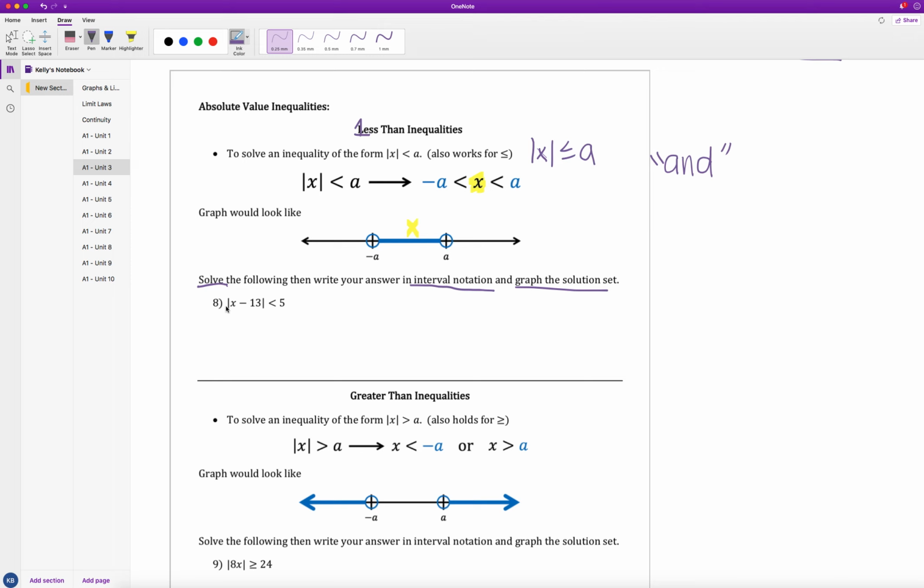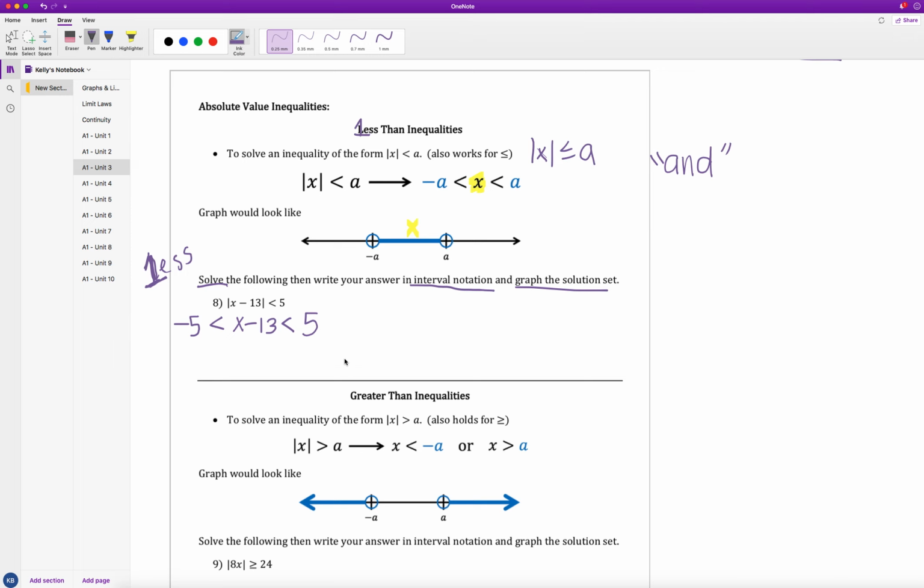So we have the absolute value of x minus 13 is less than 5. Because I have less than, this will be one compound inequality where x minus 13, or the stuff that's inside the absolute value, is going to get sandwiched in between the positive 5 and the negative 5. So the absolute value of x minus 13 less than 5 is equivalent to negative 5 less than x minus 13 less than positive 5. So remember, we're in this less than case, so we have one compound inequality which will produce an and statement.